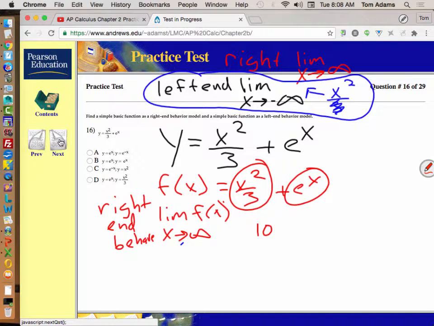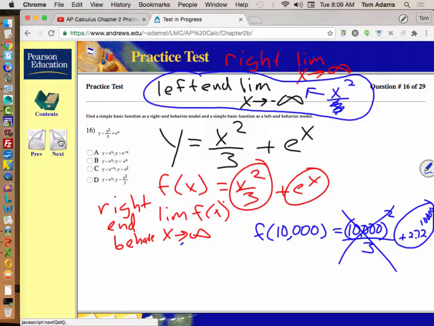So think of it like this. If I were to do f of 10,000, that would be 10,000 squared, all divided by 3. And then this would be like 2.72 raised to the 10,000. Which number would be bigger? This one would be, right? And that's the expression that dominates the graph or behavior. Does that make sense?